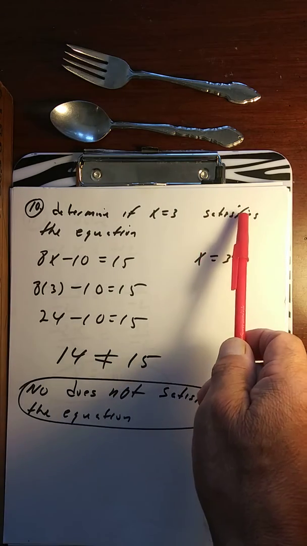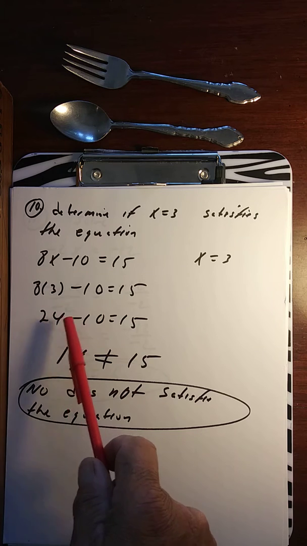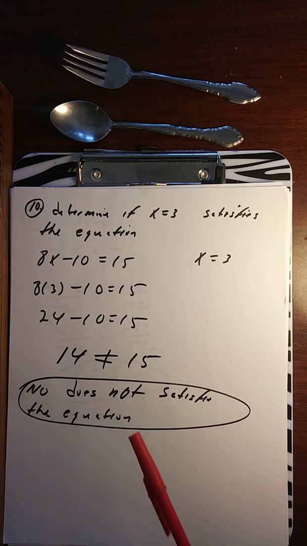Determine if x equals 3 satisfies the equation. So let's put it in there. 8 times 3 is 24. 24 minus 10 is 14. 14 is not equal to 15. No, it does not satisfy the equation.